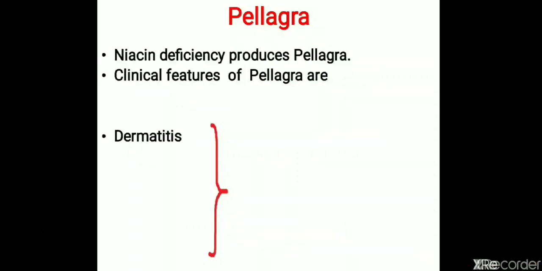So let's see the deficiency manifestation of niacin. Niacin deficiency produces a clinical condition which is known as pellagra. And pellagra is characterized by, one is dermatitis. So the patient will develop dermatitis.